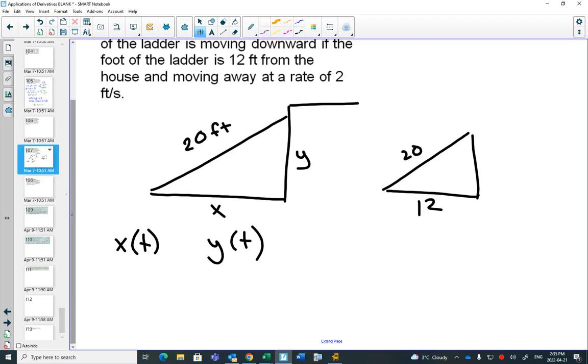So what do we have in this situation? We know dx dt. It is moving away at a rate of 2 feet per second. That 2 feet per second, it's important here that it's positive. Does that make sense? Because x is getting larger. We want to find dy dt. We should get this answer to be negative.